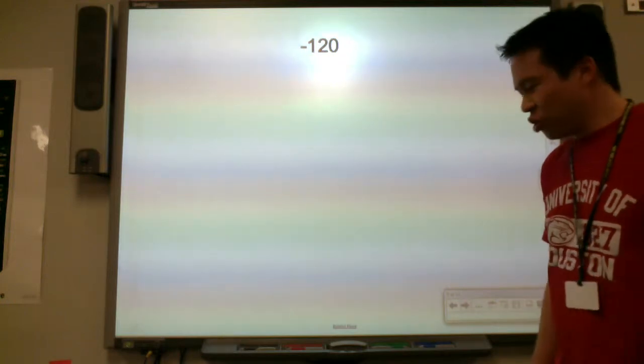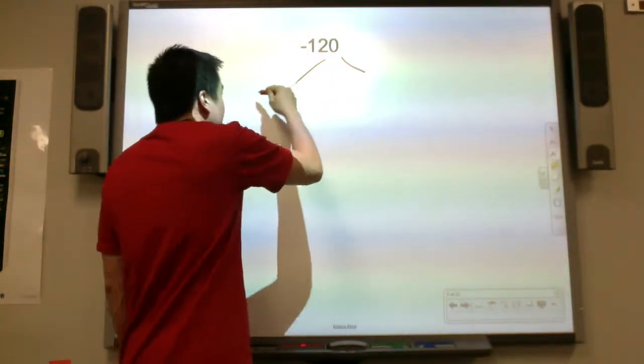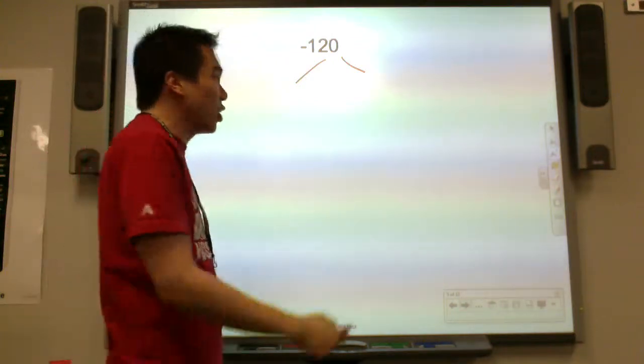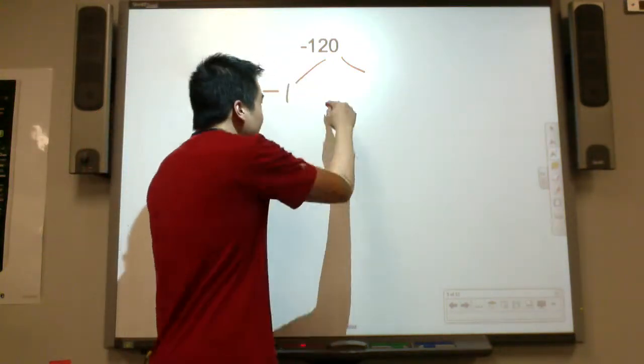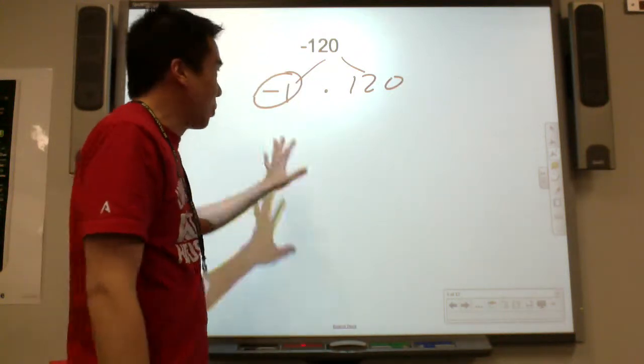Ooh, negative 120. When people see that, they say, "Ooh, we didn't work with that in elementary school." I know you didn't. So what two factors make up negative 120? Well, negative 1 times 120. So we know that one, so we'll stop right there.